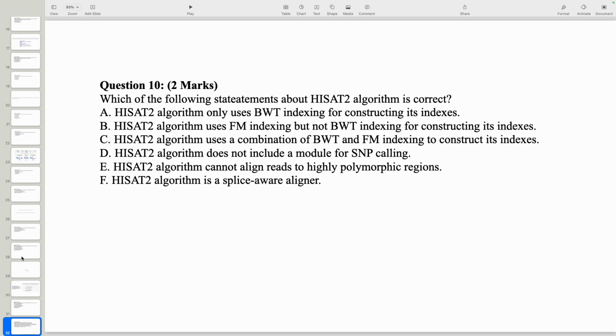So we have read about Burrows-Wheeler transform and FM indexing in previous lectures. This is not a new algorithm, it is again a combination of both BWT and FM indexing that we have already read. So please go through the link and try to answer this question.